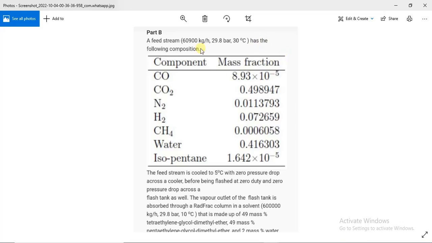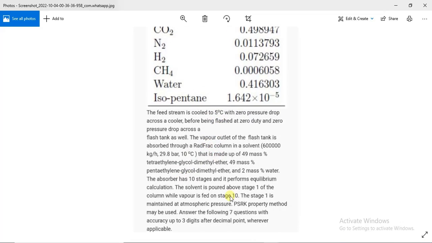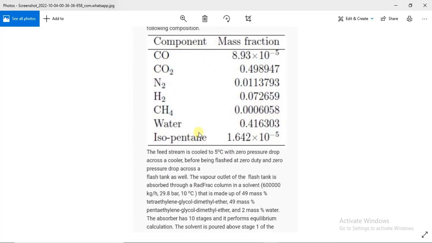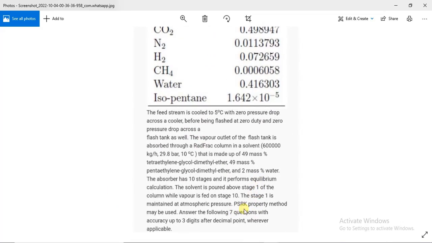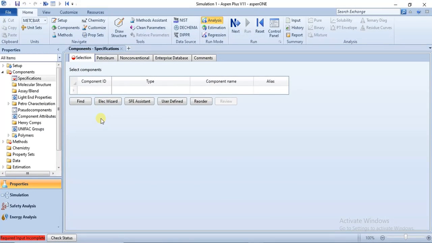So for example, we have the feed stream having this composition, and these components from CO to isopentane. Also in the problem, we still have a few other components, right? So we'll be adding all of them to the component list. Then from what I can see, the property package is PSRK, right? So those are the first things we'll be doing. We will first add the components and the property package, right? So this is the Aspen Plus environment.